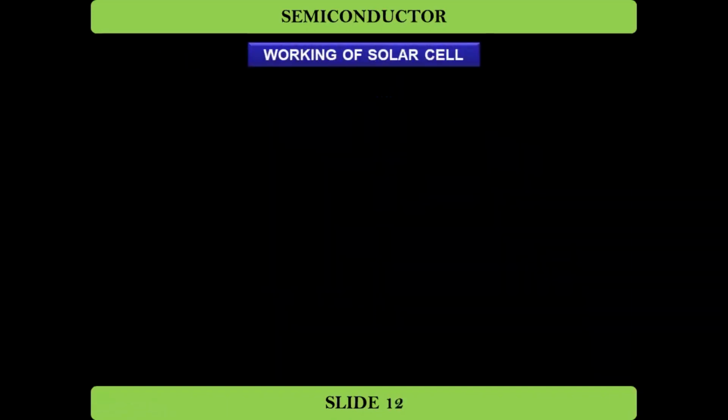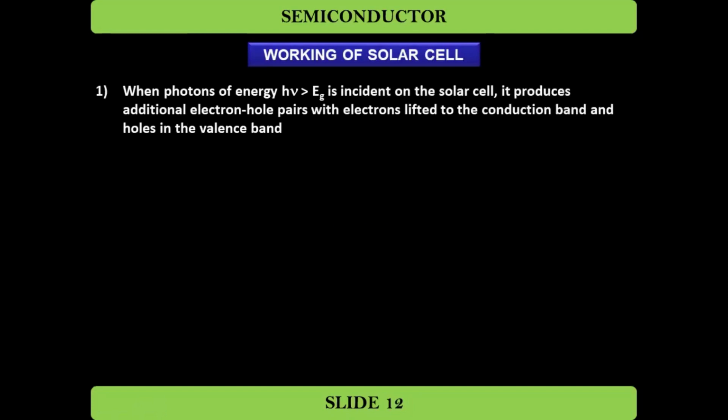Let's talk about the working of a solar cell. Whenever solar energy is incident, that means photons are incident, and the energy of a photon is h nu. Obviously, it has to be greater than the energy gap of the semiconductor used. So it will produce additional electron hole pairs, with the electrons lifted to the conduction band. Here you can have a look at it.